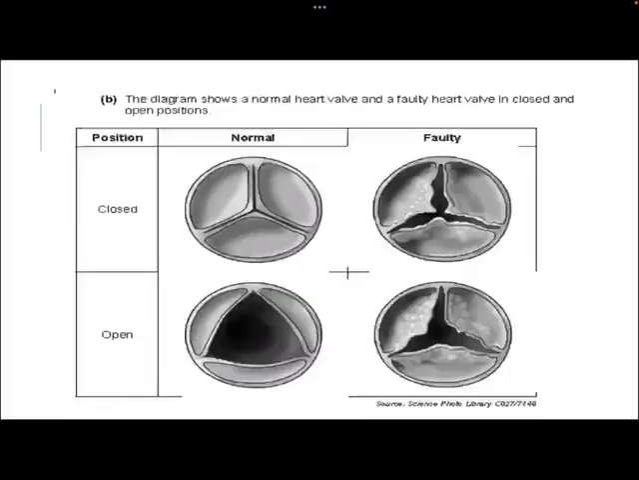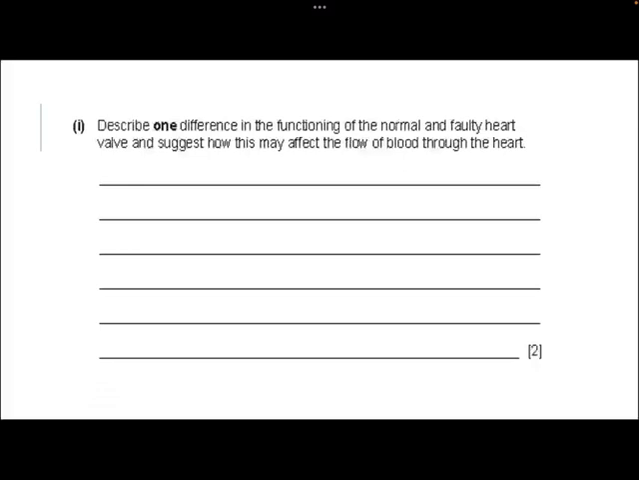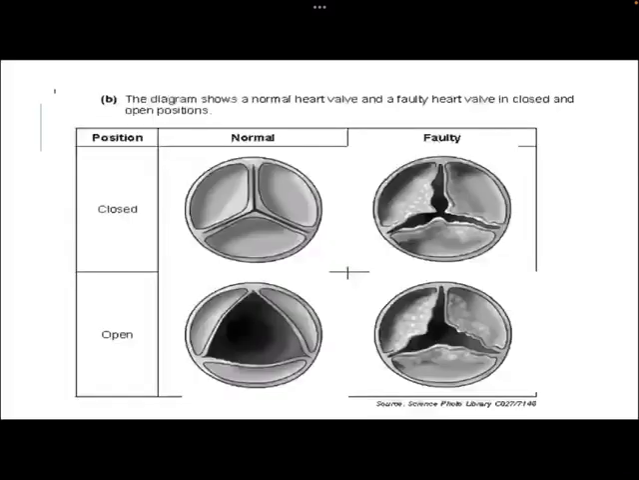The diagram shows a normal heart valve and a faulty heart valve in closed and open positions. Describe one difference in the function of the normal and faulty heart valve and suggest how this may affect the flow of blood through the heart. So again, look at it. You can see when it's closed, the faulty one is still remaining slightly open. And when it's open, the faulty one doesn't open as wide as the normal one. So keep that in mind if you were thinking.